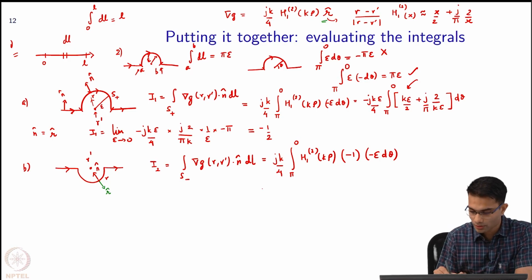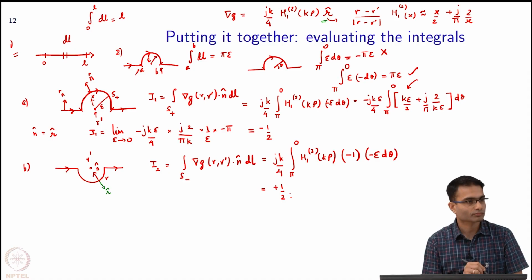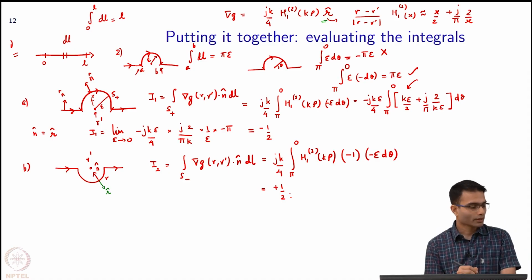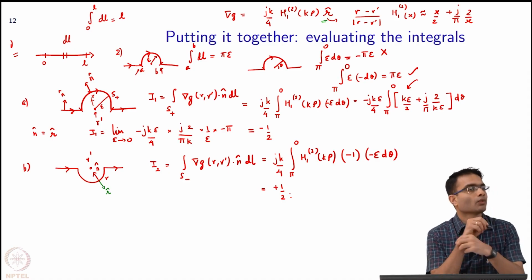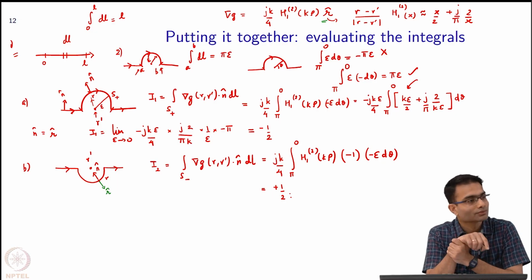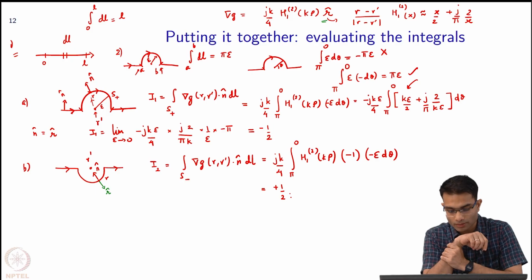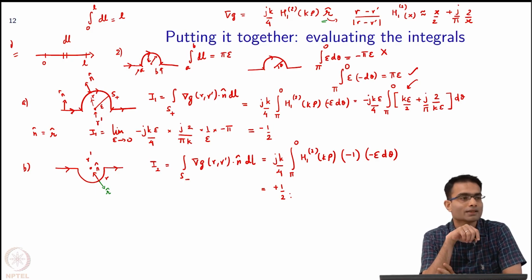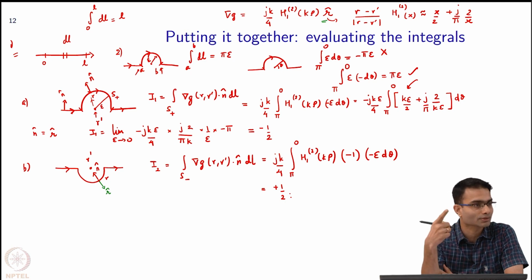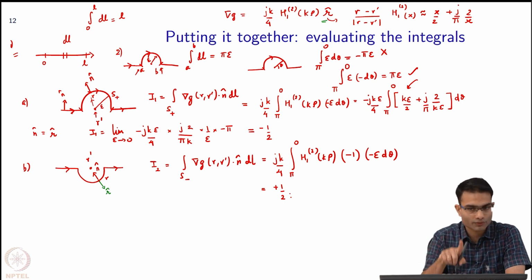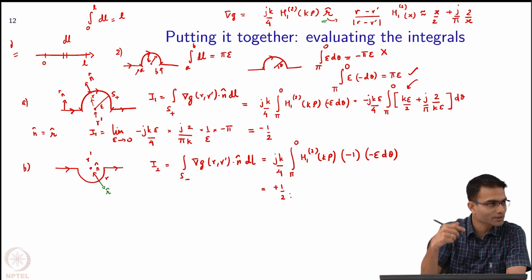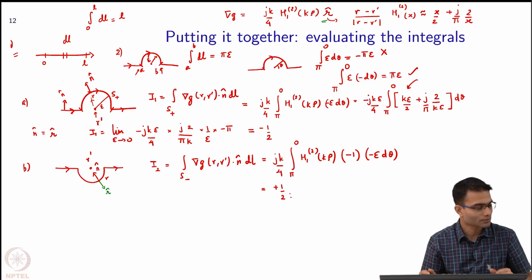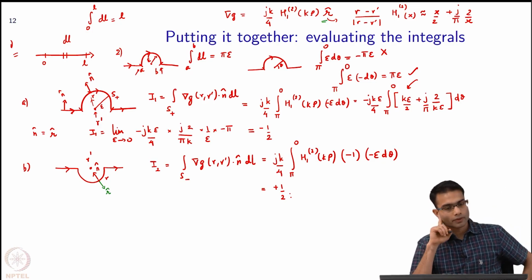So, what should I get? Plus 1 by 2, right. So, it did matter how I did the integration. In one case I get a minus half, in the other case I get a plus half. So, it is suggesting that grad g has a discontinuity across the surface, right. If I approach from bottom or if I approach from top, there is a difference over here.